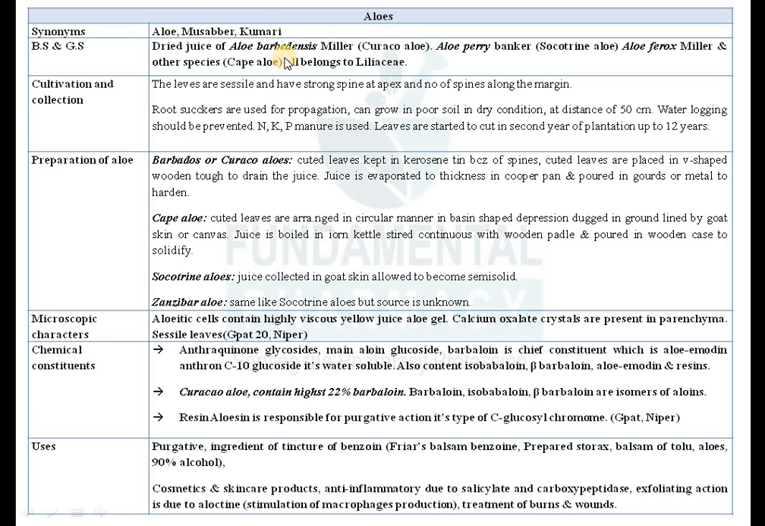So Aloe barbadensis is nothing but the Curaçao aloe. Aloe perryi is nothing but the Socotrine aloe. Aloe ferox and other species are known as the Cape aloe. Okay, all these species belong to family Liliaceae. Remember. So cultivation and collection is not important.